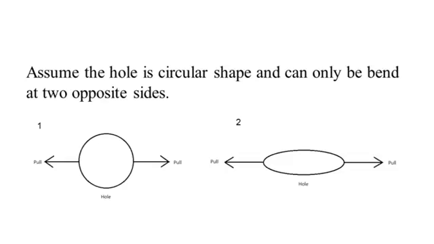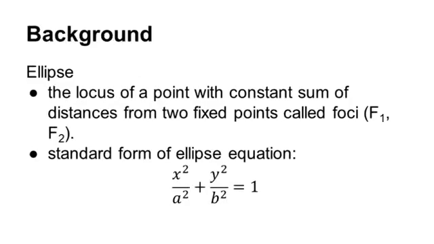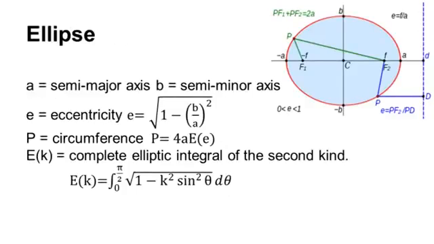And thirdly, we assume the hole is circular in shape and can only be bent at 2 opposite sides, so that the circular hole transforms into an ellipse like this. And here's some background of the ellipse, and this is the standard equation for the ellipse, and this is the information of the ellipse. P is the perimeter of the ellipse, which is 4aE, and E is the complete elliptic integral of the second kind, which is this equation.